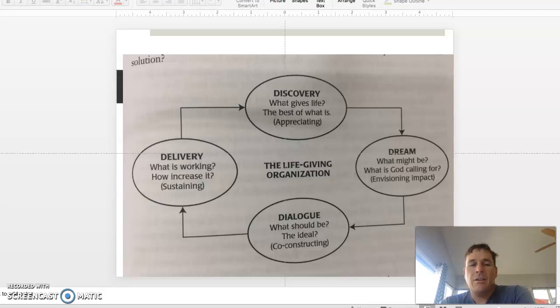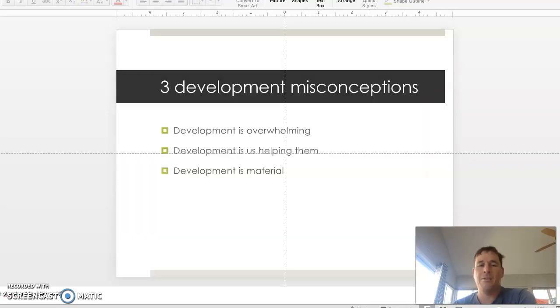So within transformational development, it asks, what do we appreciate? What's going on? What are we doing well? What could be different about us? What would be flourishing that we don't currently have? What should that goal be? And then how can we continue to increase the things we're doing well? And so this has to do with appreciative inquiry, co-constructing, and envisioning an impact with people. This is dreaming with them rather than paternalistically coming in and developing them.